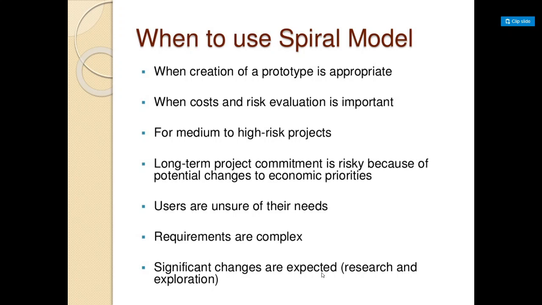And when users are unsure of their needs, like they may have new requirements in between the development of the project, in that case you can also use it. Then when stating the requirements is difficult or complex, in that case we also use the spiral model. And when significant changes are expected, like you need to do research and then come up with the plan for the software, in that case you use this spiral model.